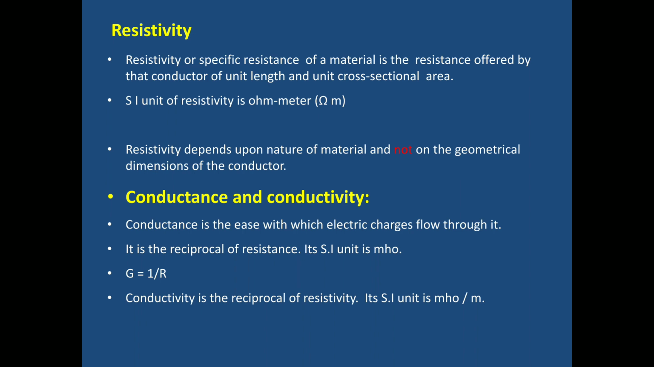Second term is conductance or conductivity. Conductance is the ease with which electric charge flows through it. See, resistance is opposition to the flow of charge, and conductance is ease for the flow of charge. So, conductance is the reciprocal of resistance. Its SI unit is mho or per ohm. Conductance is symbolized by G, and it is equal to 1 by R.